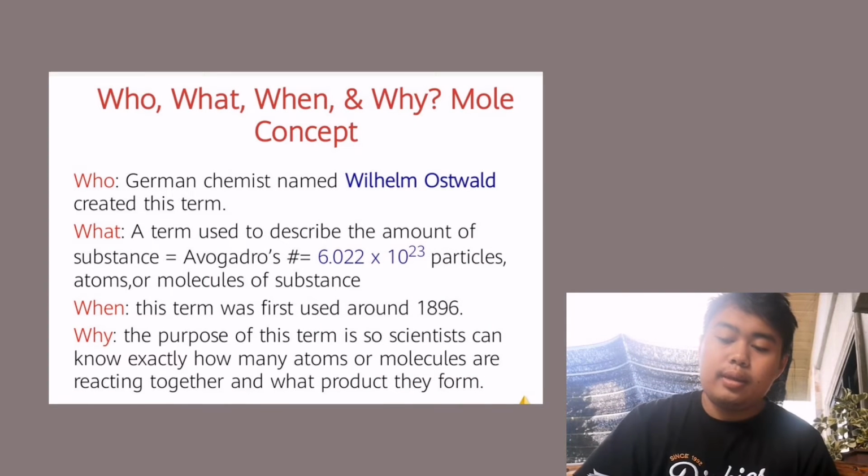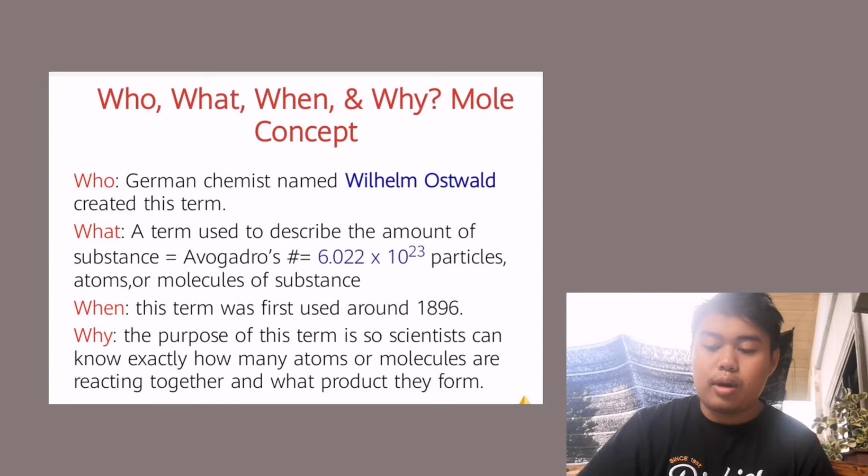Who, what, when, and why. Mole concept. Who? German chemist named Wilhelm Ostwald created this term. What? A term used to describe an amount of substance, and Avogadro's number equals 6.022 times 10 to the 23rd particles, atoms, or molecules of substance. When? This term was first used around 1896.